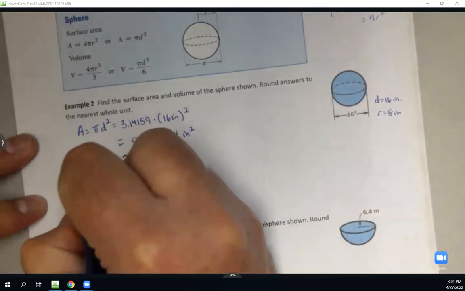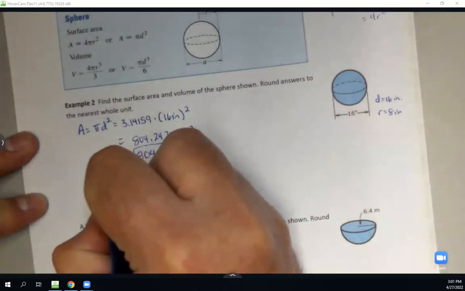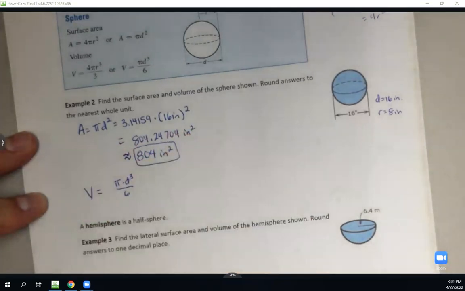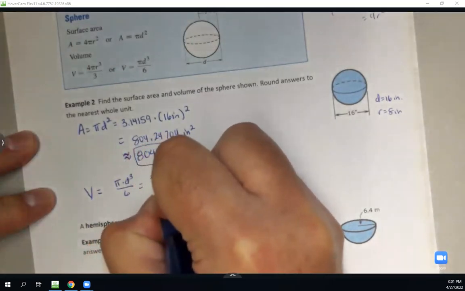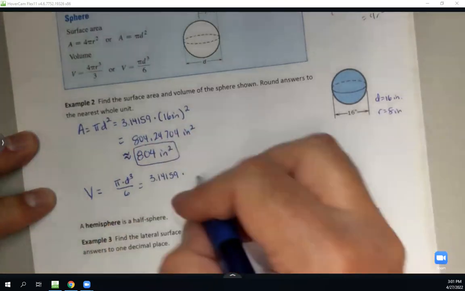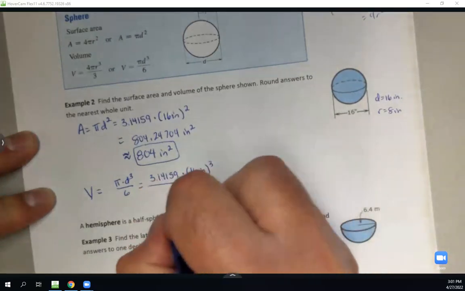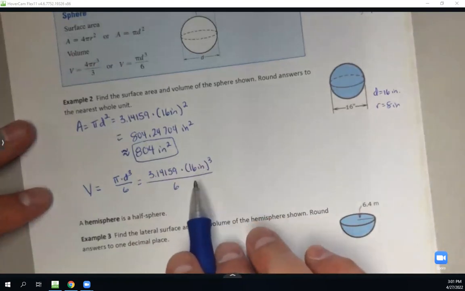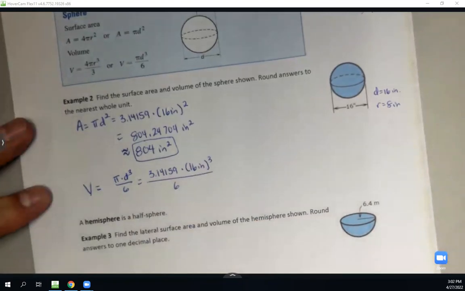The volume, using the formula with the diameter in it, is pi times the diameter cubed divided by 6. So in this case, that's going to be 3.14159 times 16 inches cubed over 6. So 16 inches times 16 inches times 16 inches is going to give us cubic inches, okay, which we should get because it's volume, okay.